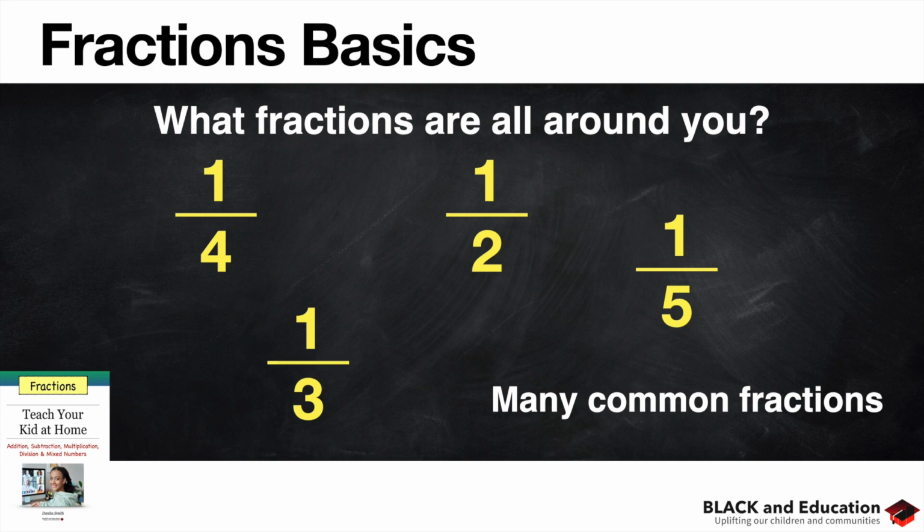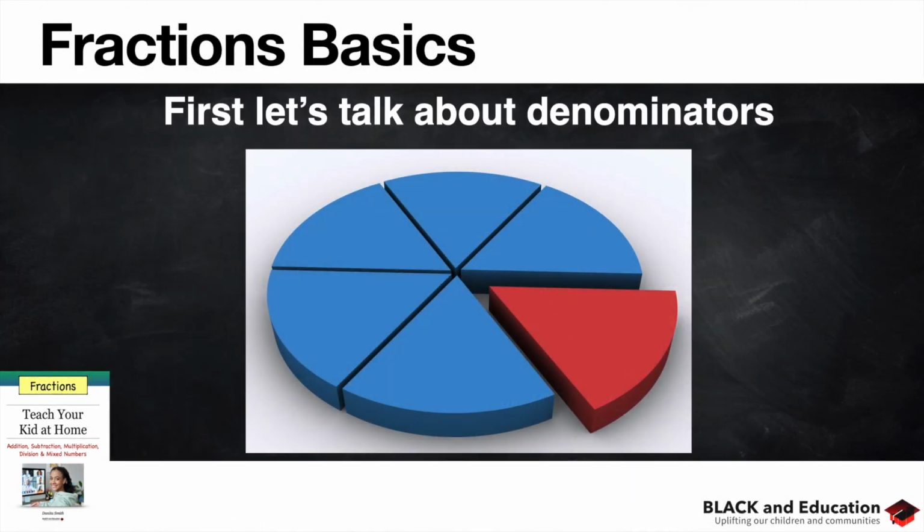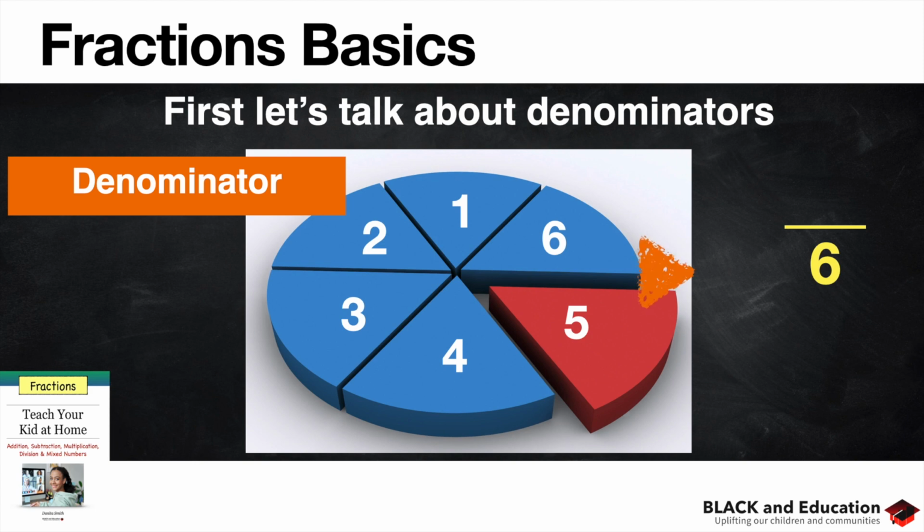But before we jump even more into that, let's talk a little bit about numerators and denominators. Let's talk about denominators first and what they really are. Think about this circle that has been cut up into 6 equal parts. The denominator is how many parts a whole has been cut up into. So I have 1, 2, 3, 4, 5, 6. That's my denominator. This whole has been cut up into 6 total pieces, and that goes on the bottom.